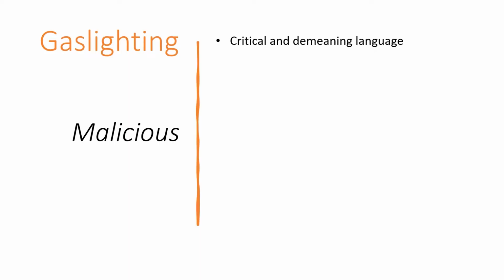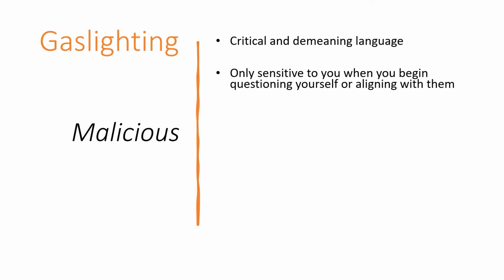So people who gaslight others typically will use critical and demeaning language. It's one of the ways that you can tell that there's this malicious intent in the interaction. And so keeping an eye out for that can be really helpful in knowing if there's the possibility that they might be gaslighting you. Another one under the malicious category: only sensitive to you when you begin questioning yourself or aligning with them, right?